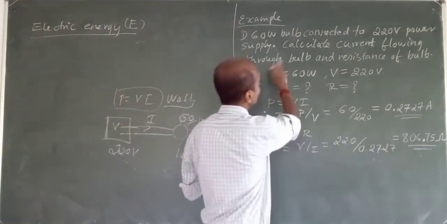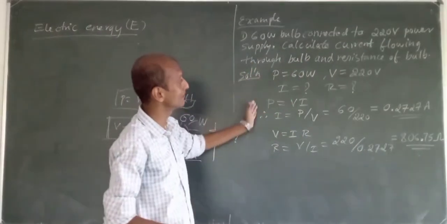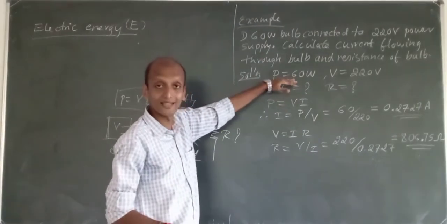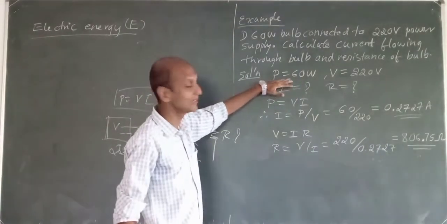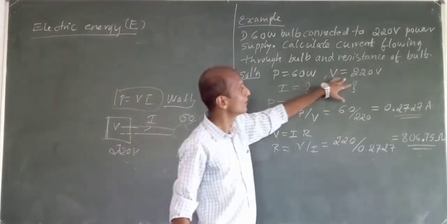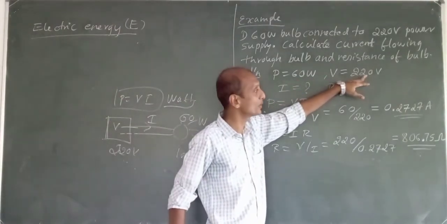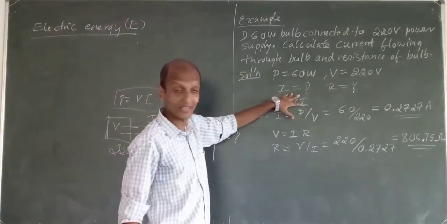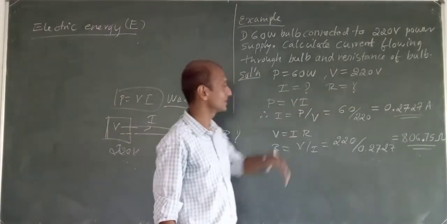Fine. Now here, for the solution, what are the things given? Power is given as 60 watts, so the bulb has a power rating of 60 watts, and the applied voltage is 220 volts. So I should calculate I, and I should calculate the resistance R.